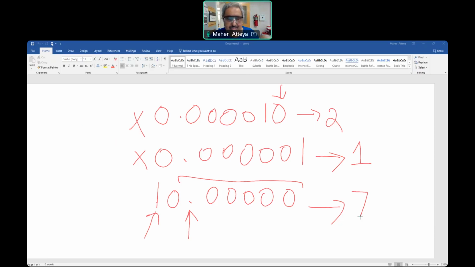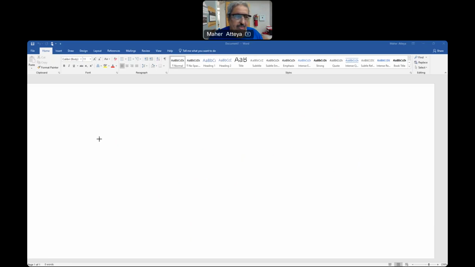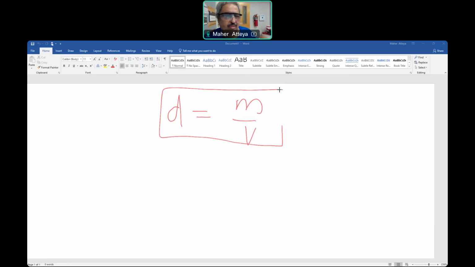The next topic we are looking at is density. Now, the density here, as I said, the definition is D. Density is a ratio between mass over the volume. This is the main formula. This is the main formula, correct?